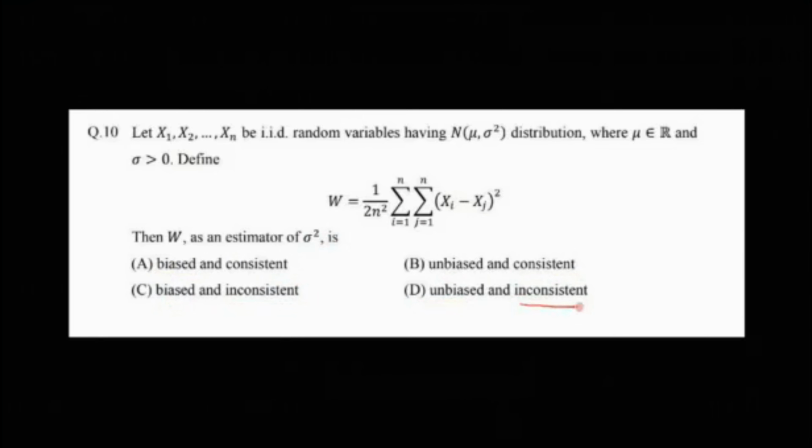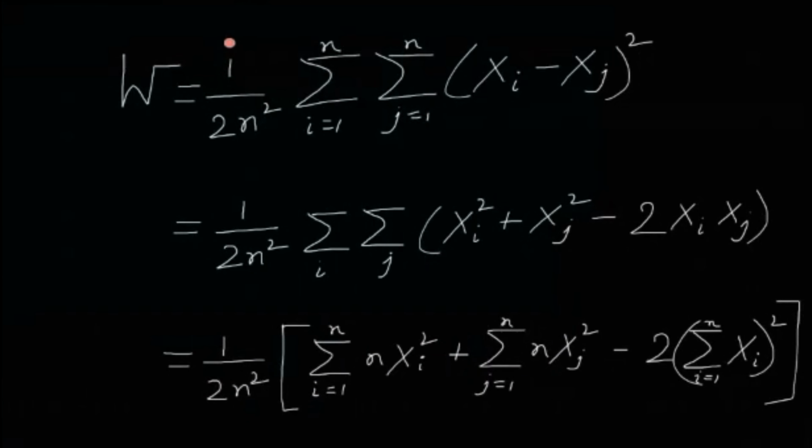So basically, we have to find out whether W is an unbiased or biased estimator of sigma square, and similarly check the consistency of that estimator. W is nothing but this given 1 by 2n square summation over i and j of (Xi minus Xj) whole square. Just expanding it, breaking out this square term, it is Xi square plus Xj square minus 2 Xi Xj.